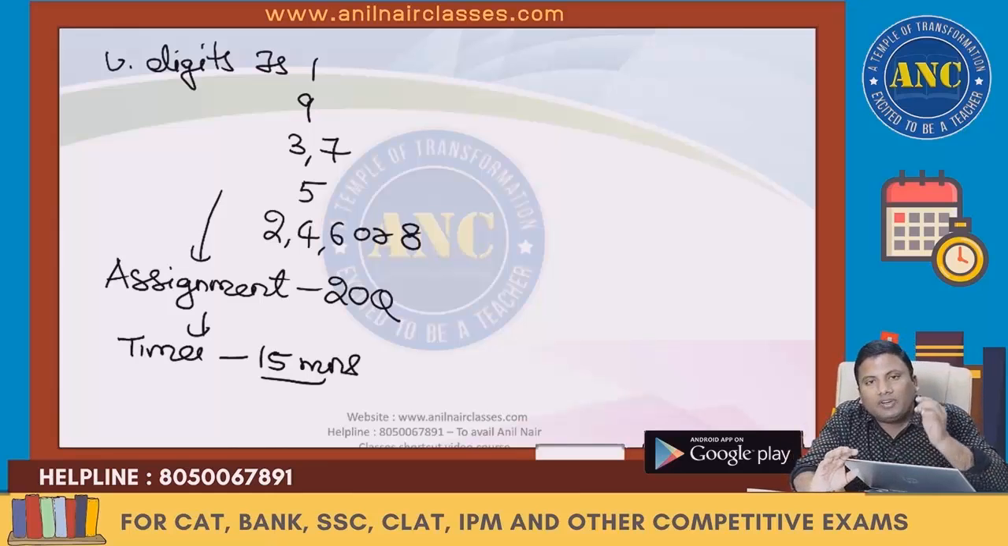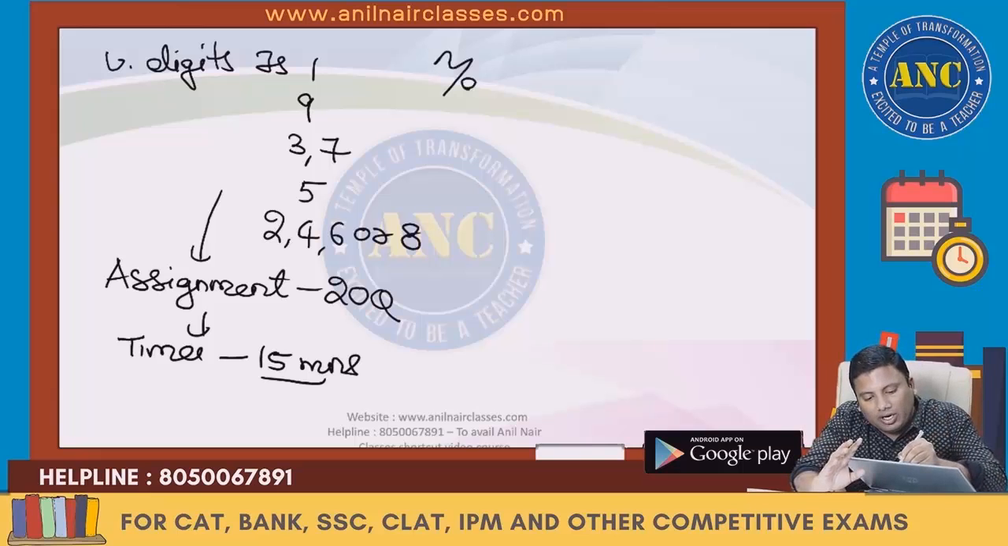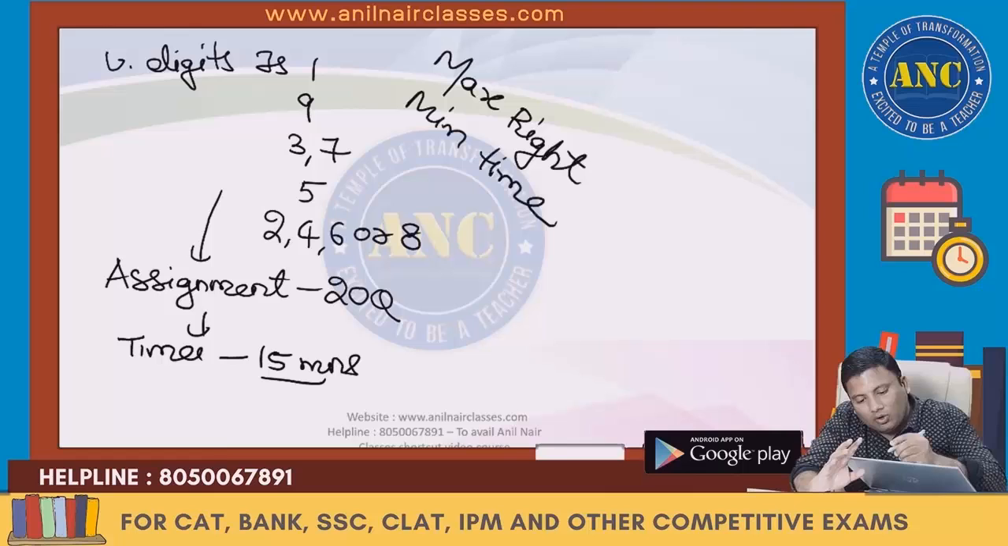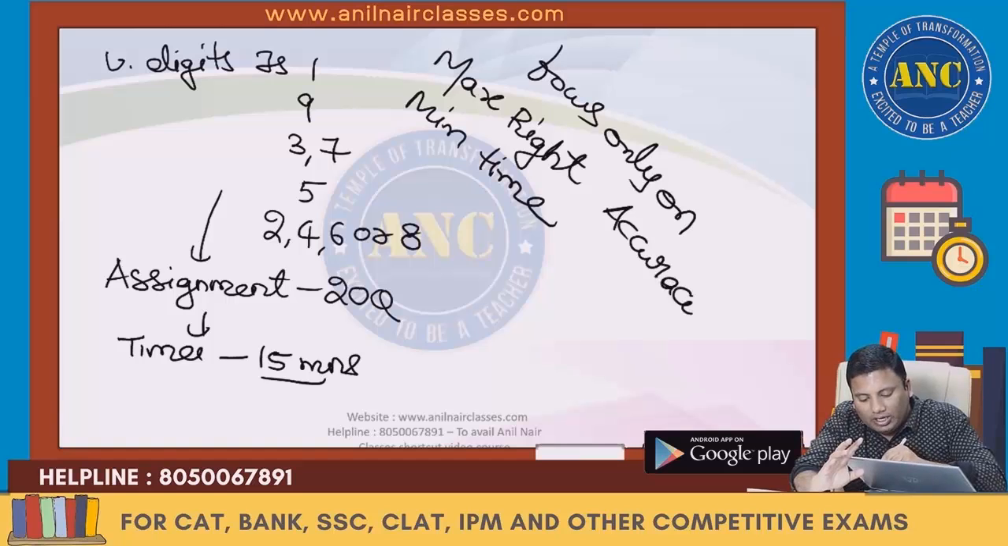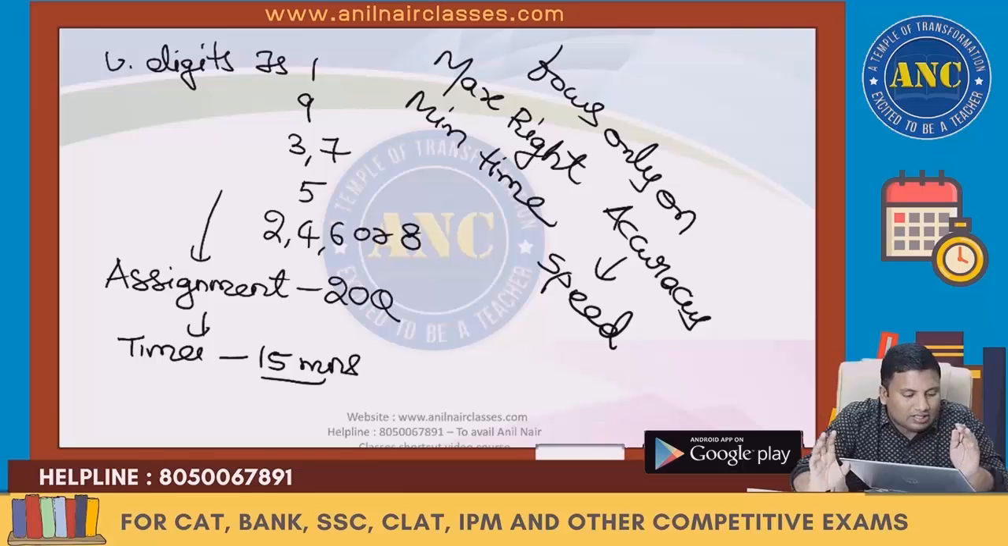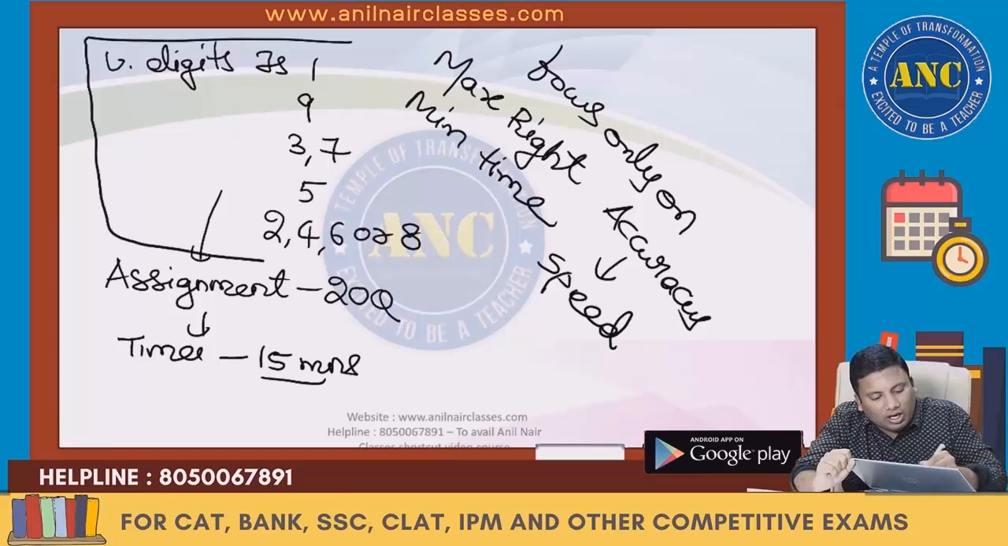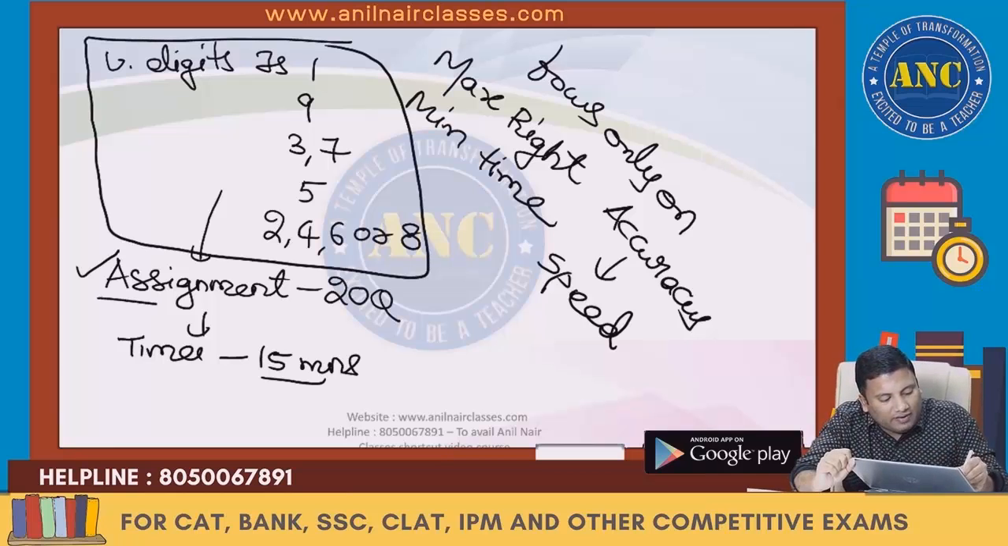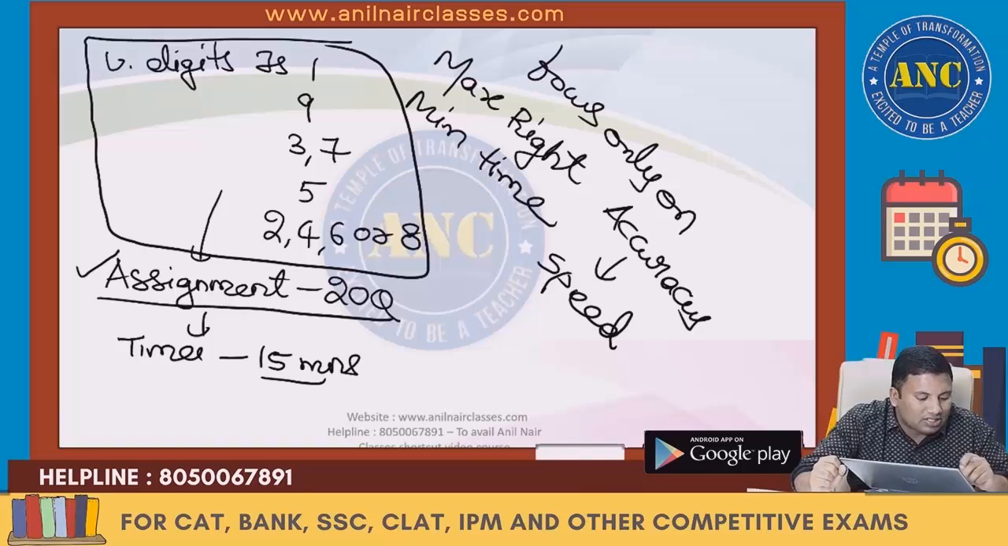The only goal which I will have in my class is that my students should get maximum right in minimum time. Focus only on accuracy first, then the speed will follow. Accuracy means understand the concept, practice it, and automatically speed will grow. These are the few concepts which we discussed. Once all these topics are over, I will give an assignment at the end. Now we will start the class.